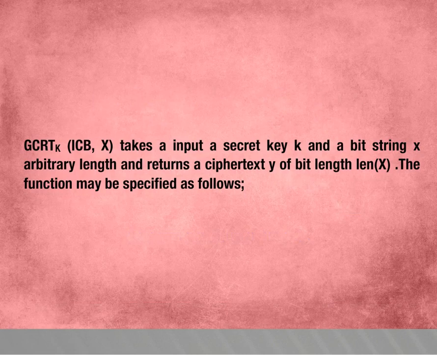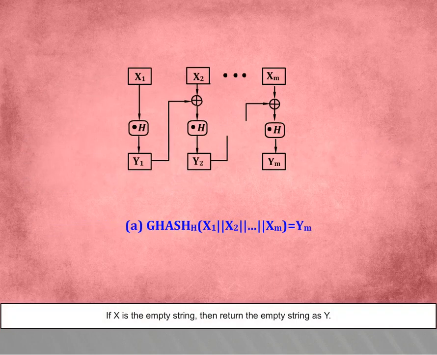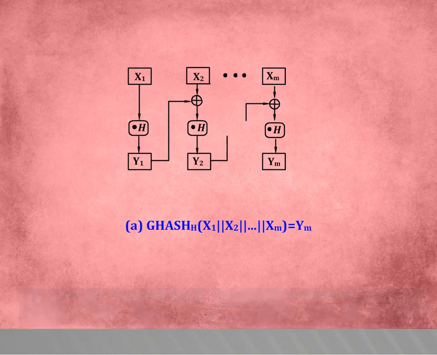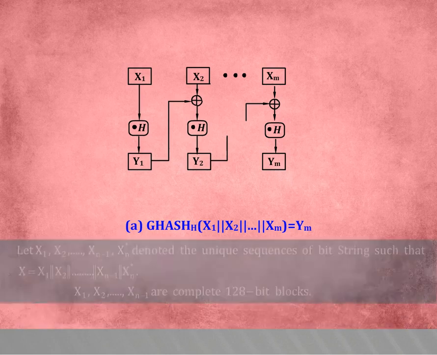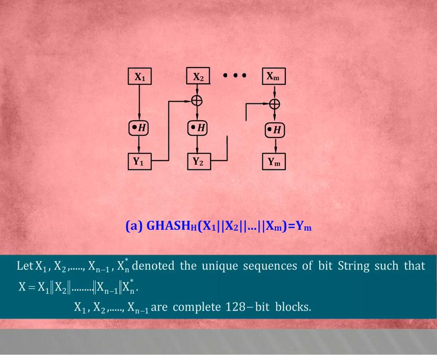GCTR_K(ICB, X) takes as input a secret key K and a bit string X of arbitrary length and returns a ciphertext Y of bit length len(X). The function may be specified as follows. If X is the empty string, then return the empty string as Y. Let n equal len(X) divided by 128, that is, the smallest integer greater than or equal to len(X)/128. Let X1, X2, and so on up to Xn-1, Xn* denote the unique sequence of bit strings such that X is equal to X1 || X2 || and so on up to Xn-1 || Xn*. X1, X2, and so on up to Xn-1 are complete 128-bit blocks.